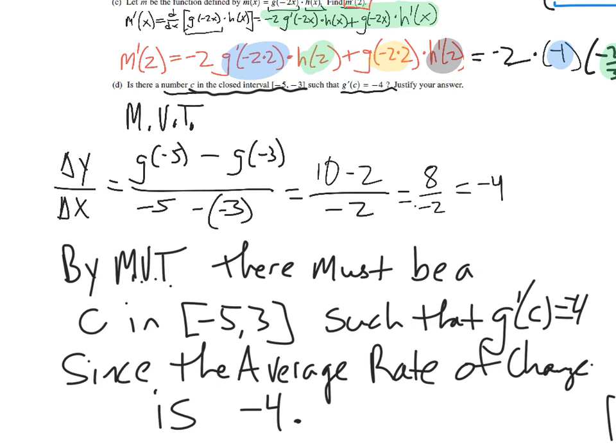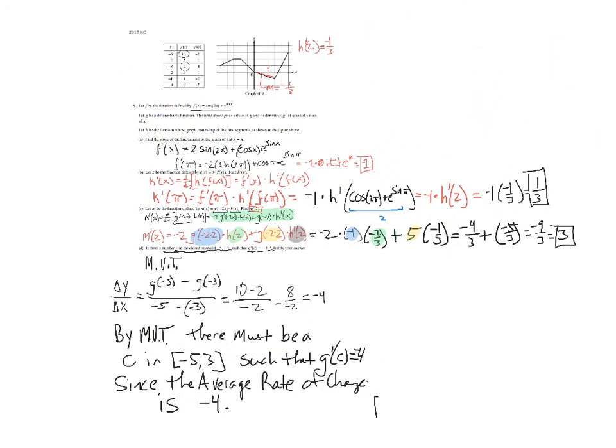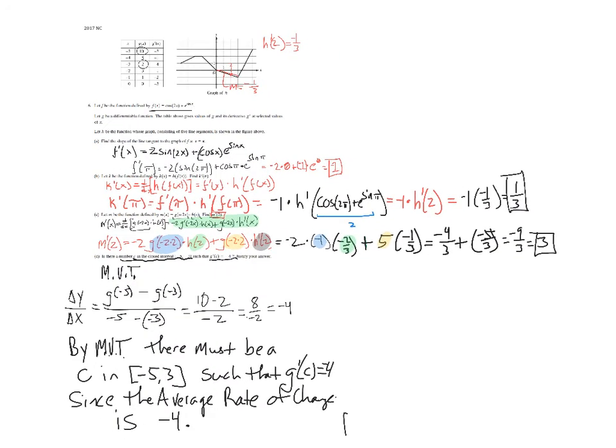All right, so we got an average rate of change of negative 4, so there's an instantaneous rate of change, or the g prime, because the derivative is the instantaneous rate of change, is negative 4. All right, so there you have it, okay? And lots of different stuff going on there.